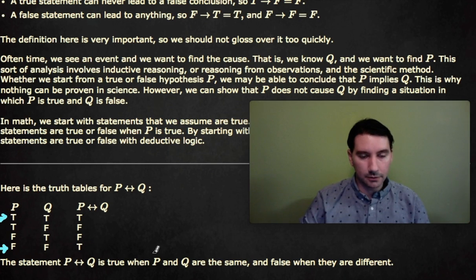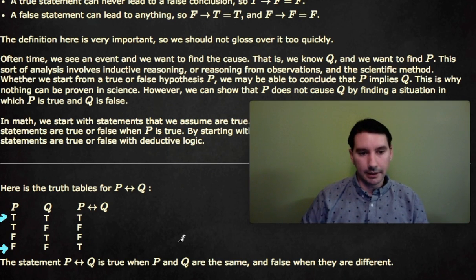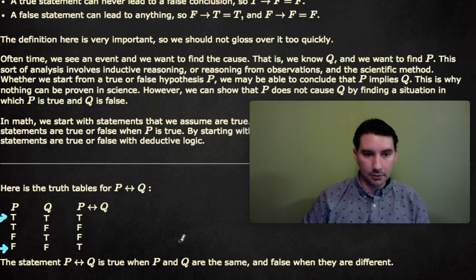The middle 2 rows are false because they're not logically equivalent. If P is true and Q is false, then P and Q are not equivalent, so it's false. And if P is false and Q is true, they're not equivalent, so it's false.